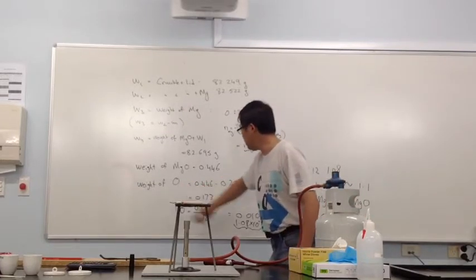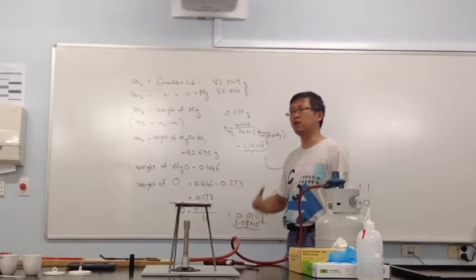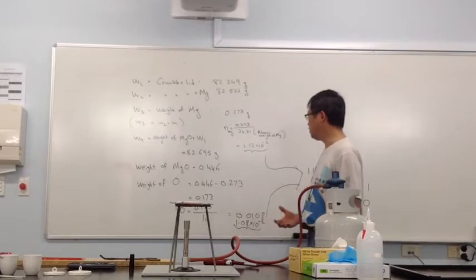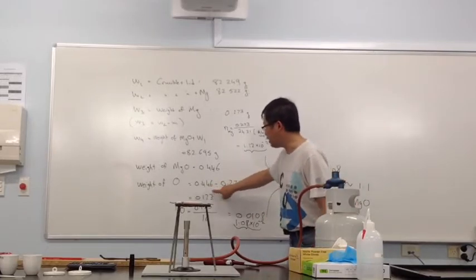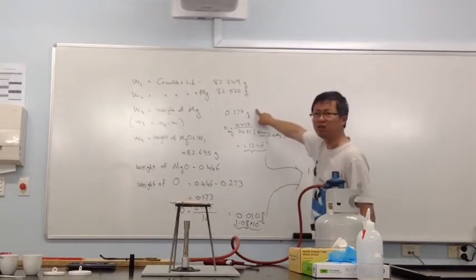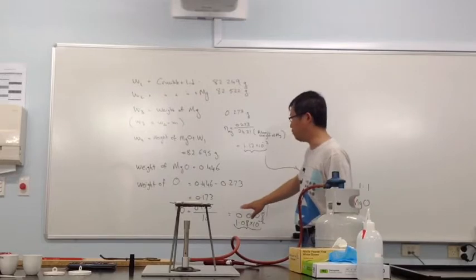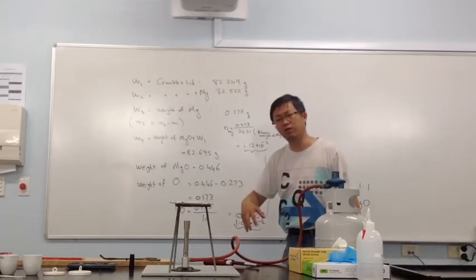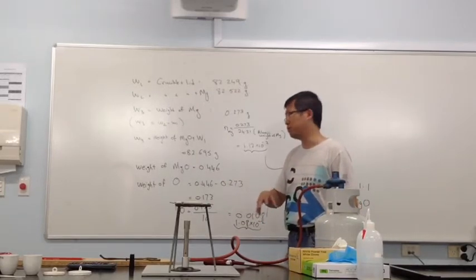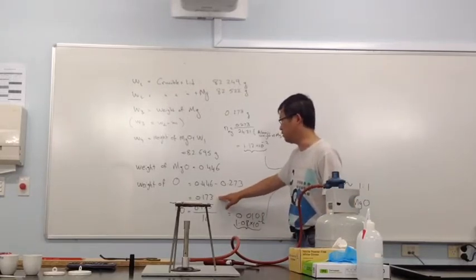To be more exact, the weight of oxygen will be the difference, how much the magnesium has gained in weight throughout the reaction. So this is the final mass of the magnesium oxide, and this 0.273 comes from the weight of the magnesium that we determined early on in the calculation. The difference must come from the oxygen attaching itself to the magnesium, and that will give us 0.173 grams in this case.